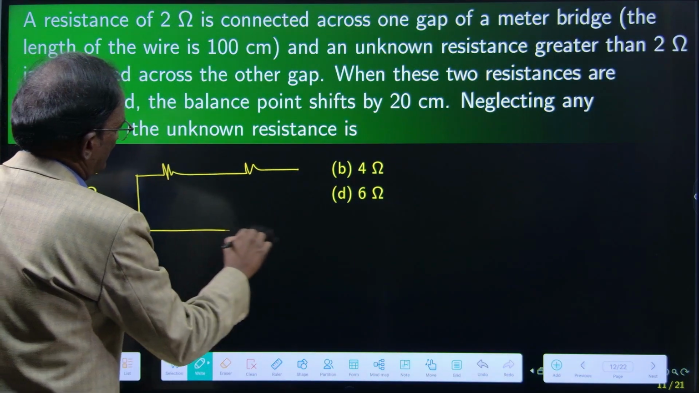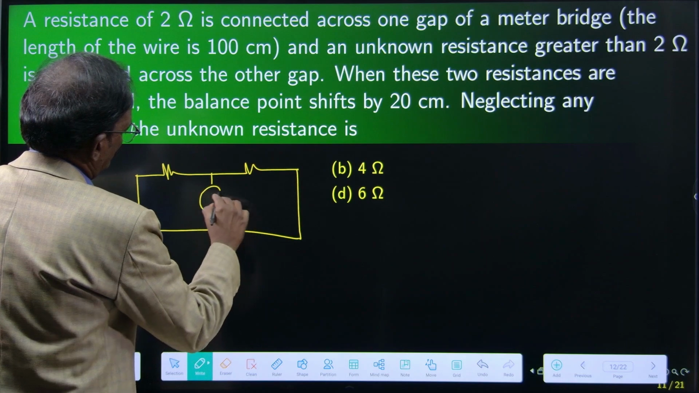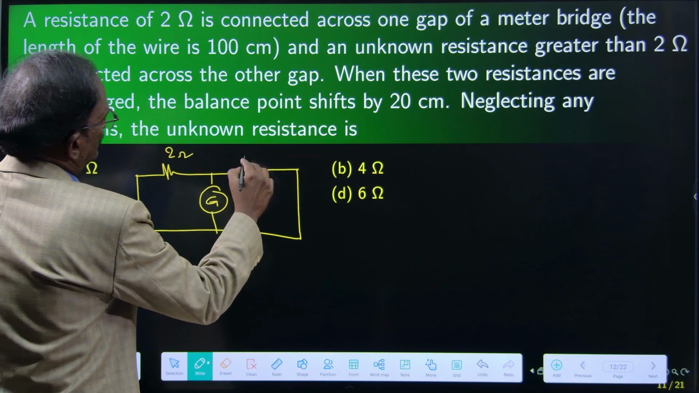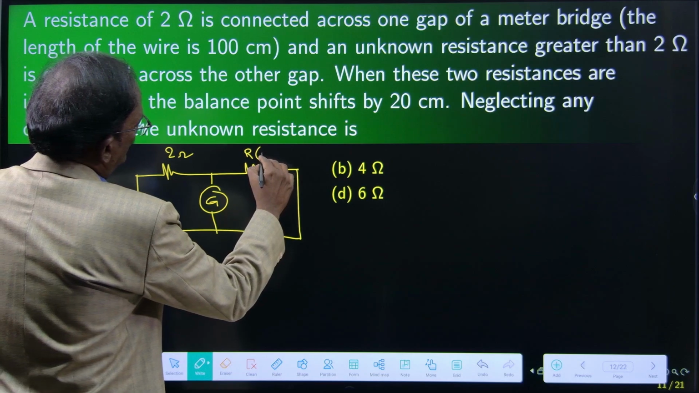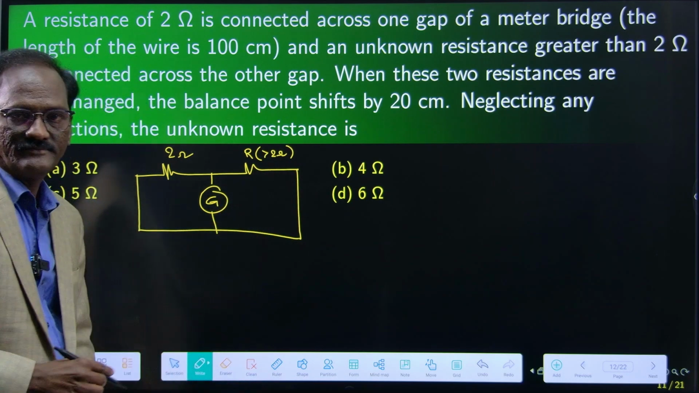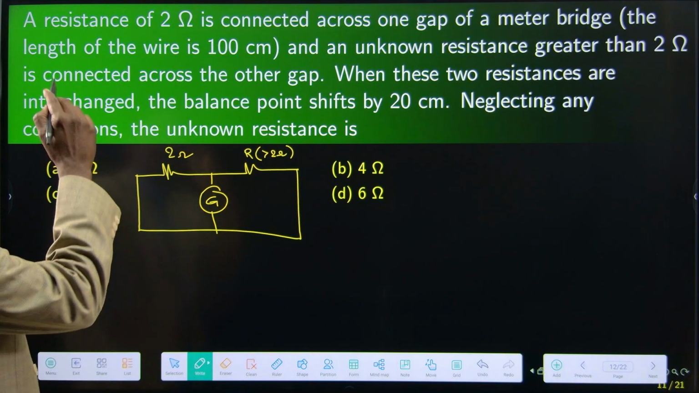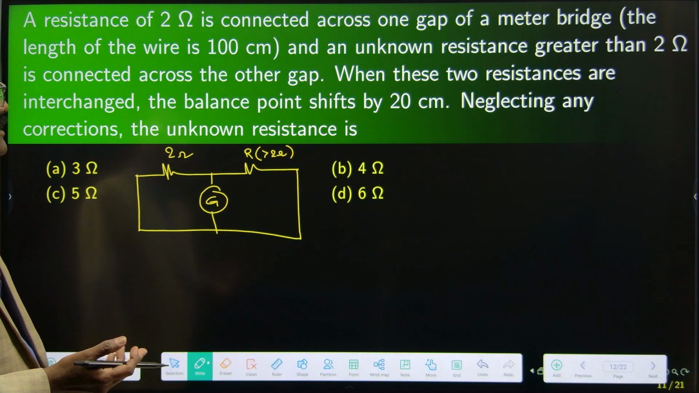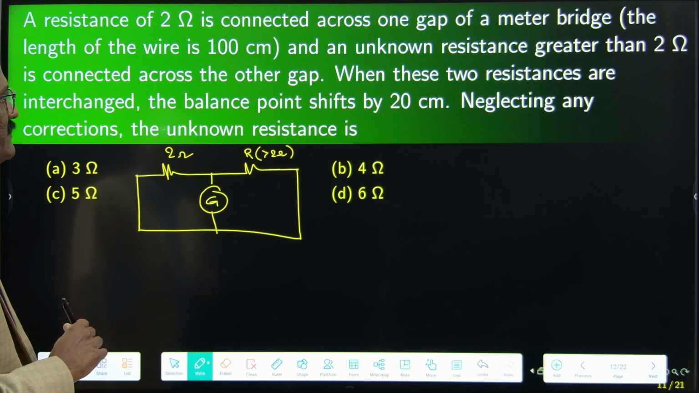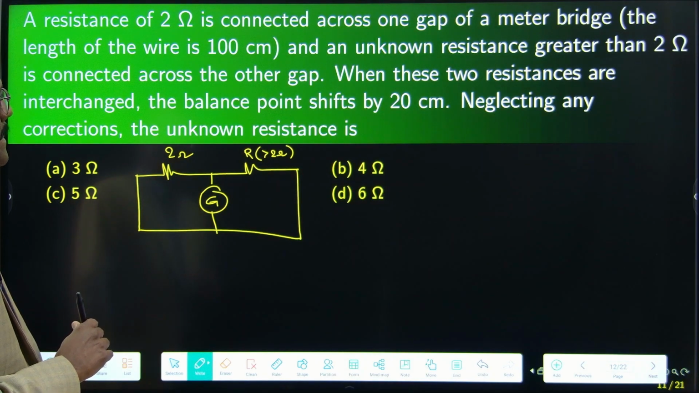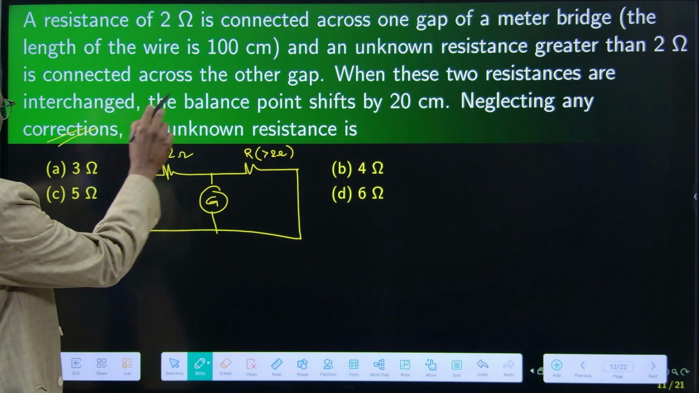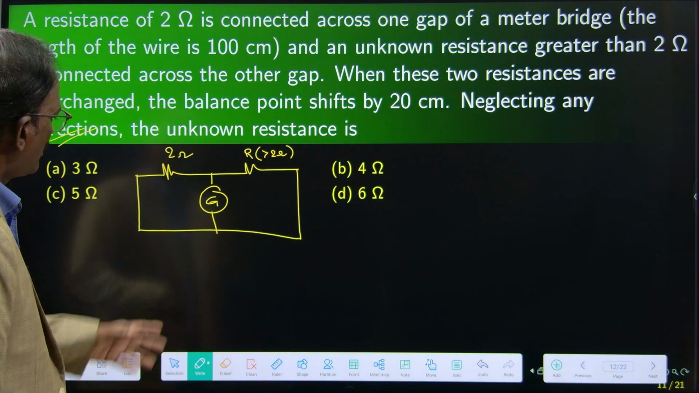Yes, let me draw the diagram. This is 2 ohms. This is the unknown value, but its value is more than 2 ohms. This is the meaning of that line. When these two resistances are interchanged, the balance point shifts by 20 centimeter. Neglecting any corrections, no end corrections, the unknown resistance is what? R is equal to what?